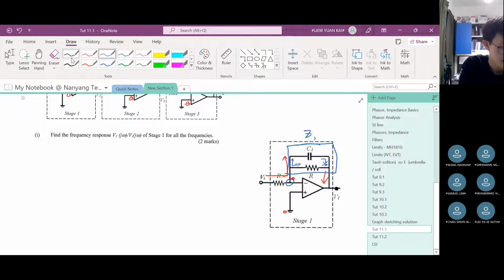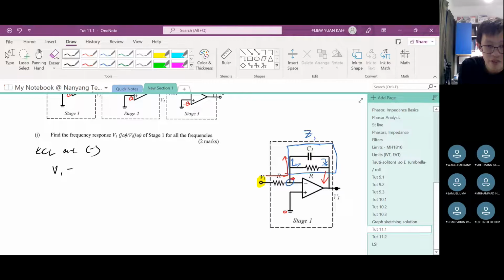So now we can do our KCL at the negative terminal. KCL means current going in is equal to current going out. The current going in, we express as delta V over R. Delta V is V start minus V end. It starts here and ends at the negative terminal, so V start minus V end is V1 minus V minus.